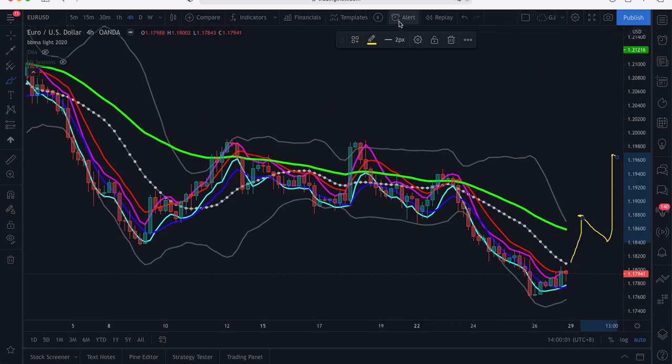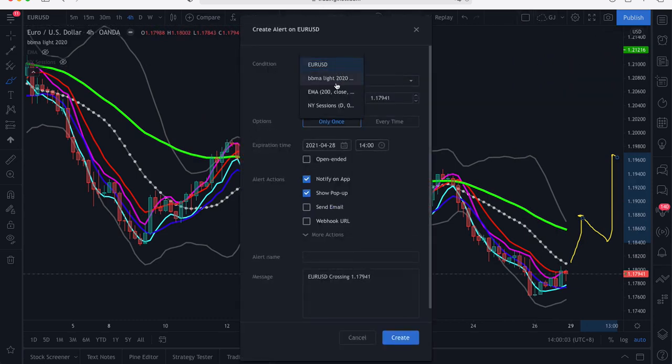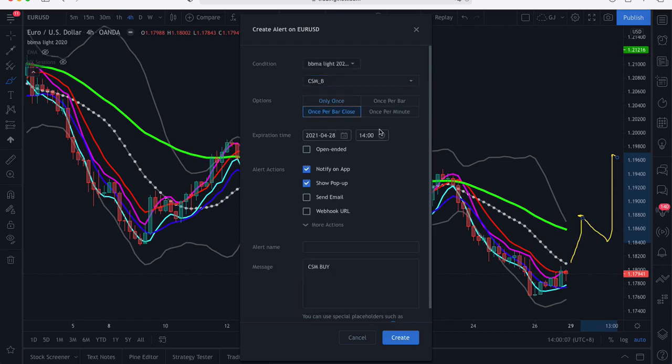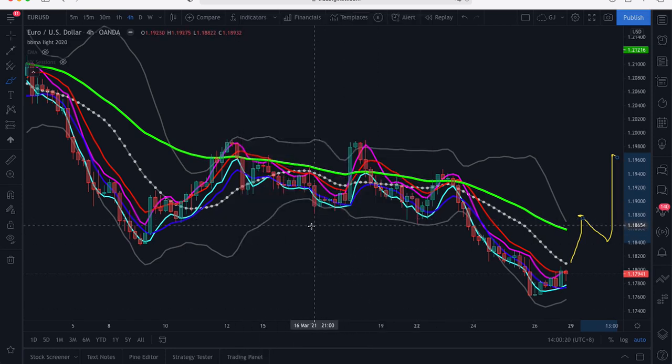So for this, we will create an alert using our custom indicator. What we want to see is CSM buy happen at H4, and make sure it's above EMA 50 as well. Okay, that's it. One alert.